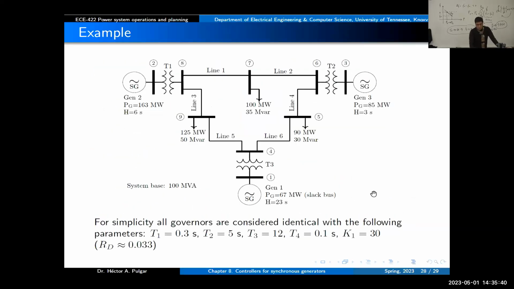Okay, the last part has to do with the K1, which is the inverse of the speed regulation constant. K1 in this case, for all generators, we're using the same parameters. So K1 will lead to a speed regulation constant of 3.3%. So what is the meaning of 3.3% based on our discussion? From 0 to nominal, to 1 per unit in the, yes.